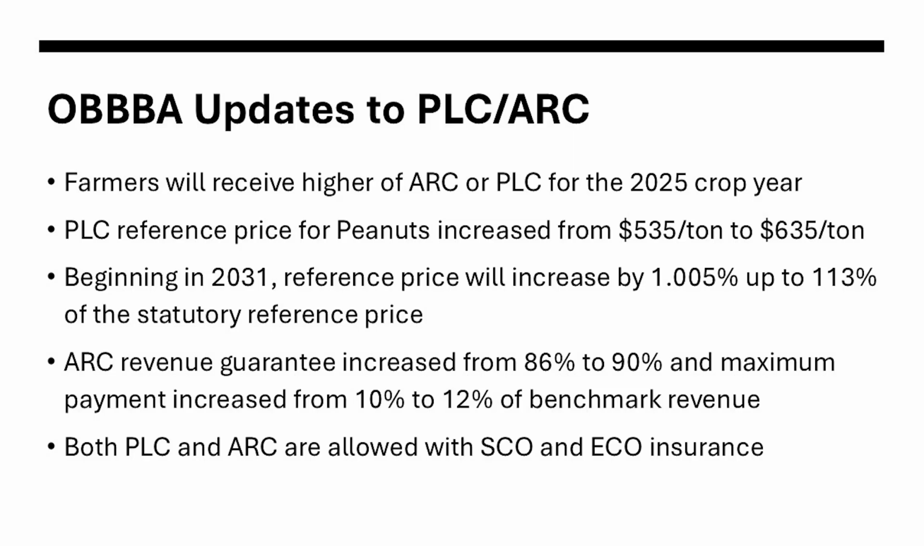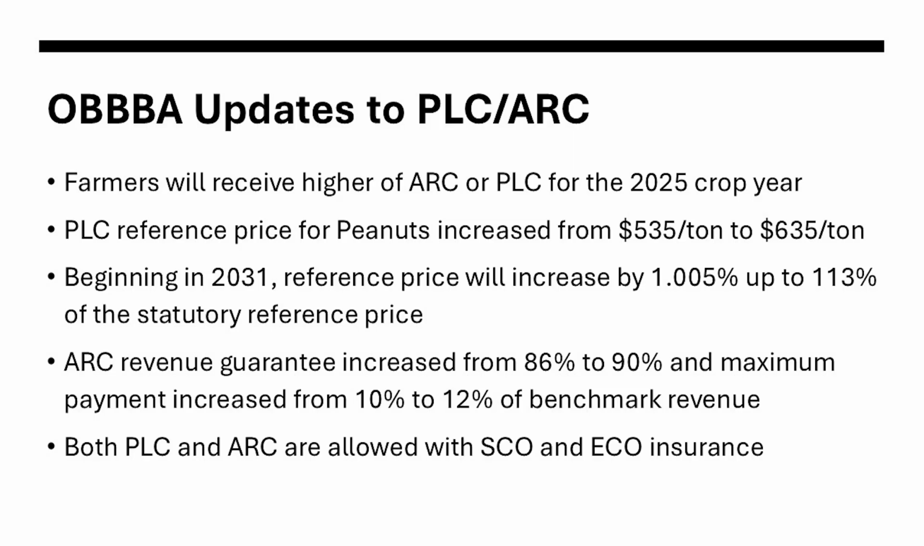The previous Farm Bill had the price per ton for peanuts at $5.35 per ton, and it has been updated to $6.35 per ton for peanuts, and that is closer to cost of production. It's still, depending on what numbers you're looking at, still below cost of production in some situations, but that's certainly going to help growers when prices fall below that.